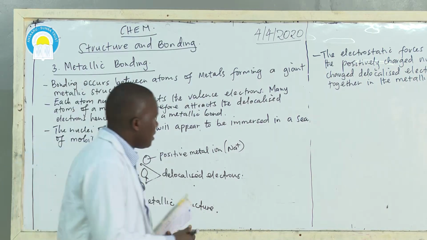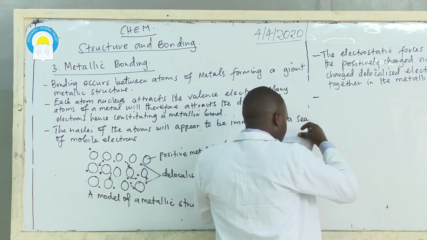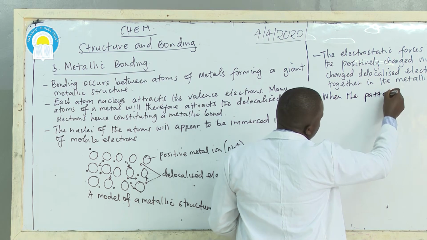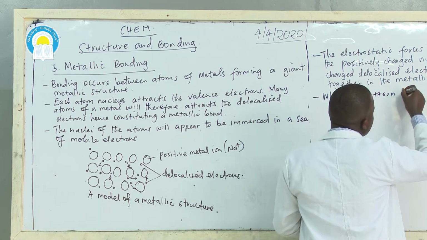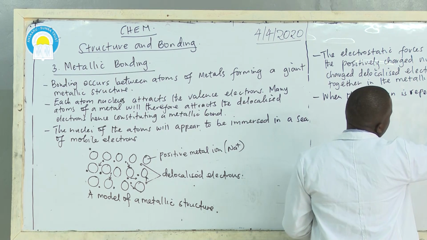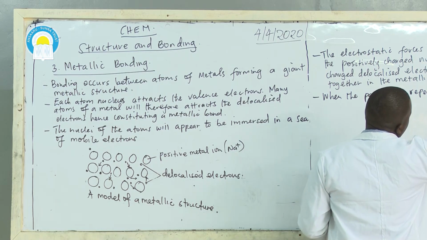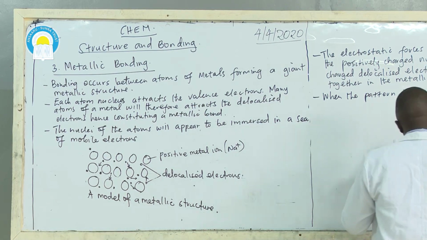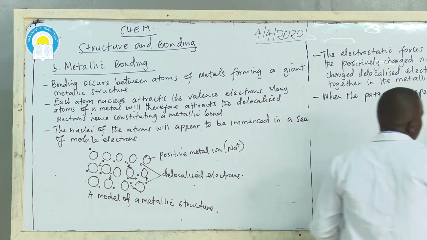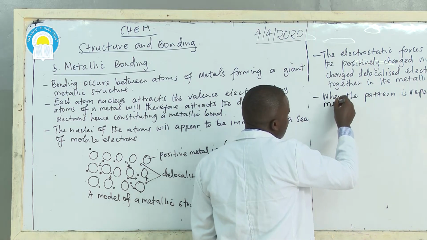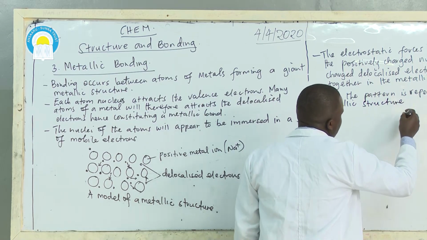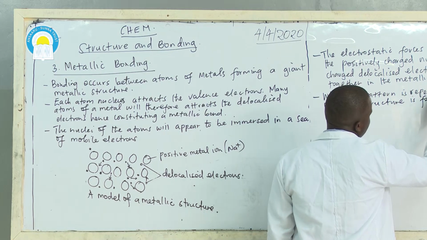So when this pattern is repeated many times, a giant metallic structure is formed.